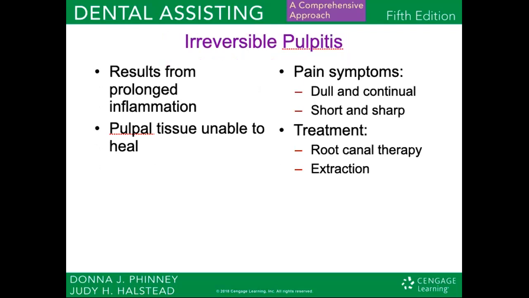Irreversible pulpitis results from prolonged inflammation where the pulp tissue is unable to heal. Some symptoms include dull and continual pain or short and sharp pain. Treatment usually involves root canal therapy or extraction.